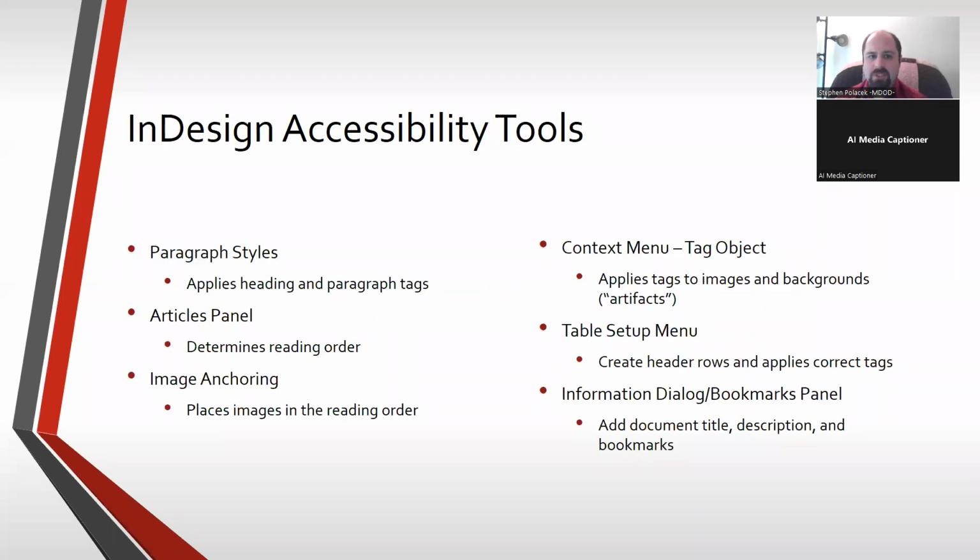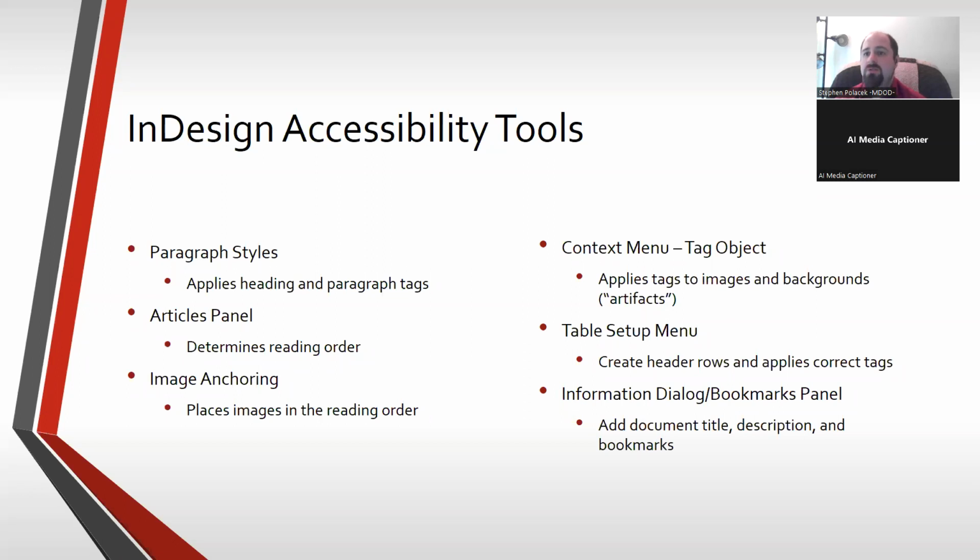So InDesign itself has a number of tools available to use. There's paragraph styles there. So you have the ability to create styles based on the looks you've made, and then apply that to other things. And it also applies those heading and paragraph tags that we want. The articles panel, where you can determine the reading order. There's also the structure panel, which is the tags panel. It looks the same as the one in Adobe Acrobat from our document webinar. Tagging objects in the context menu creates those tags in there as well.